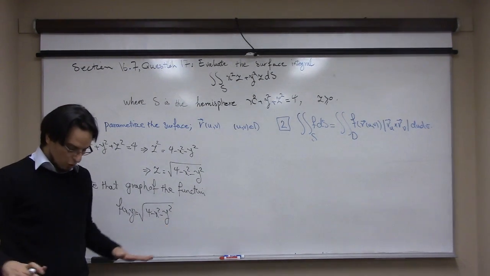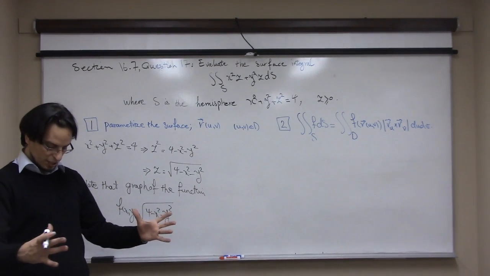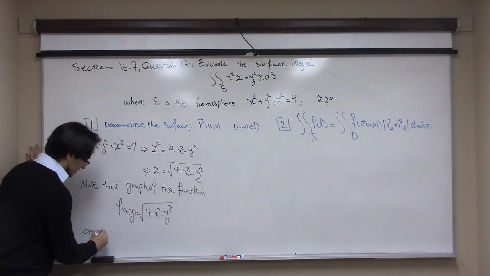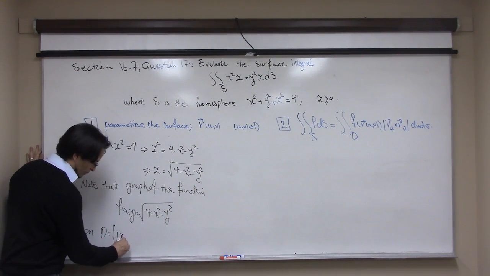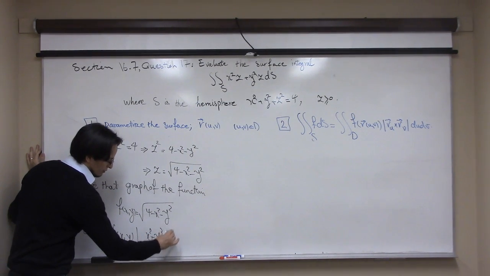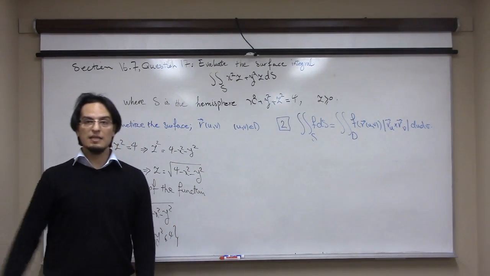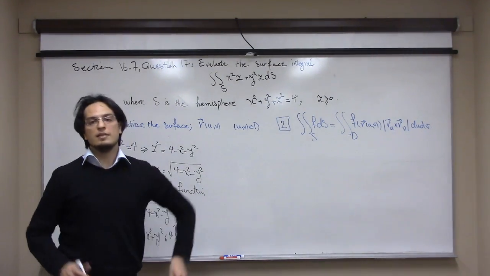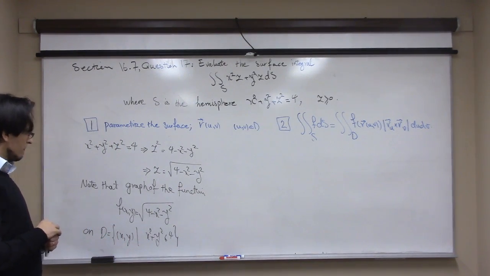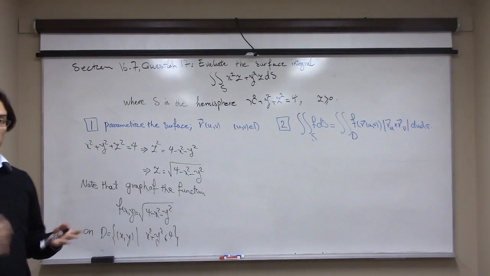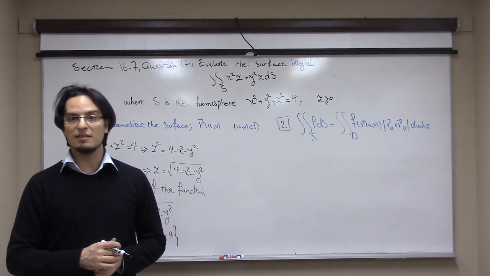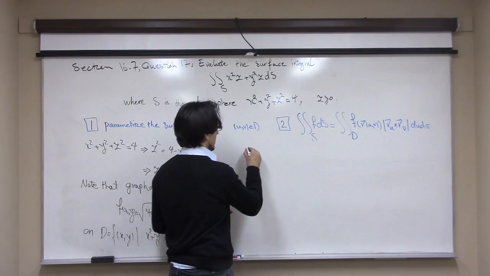If I want to get the whole hemisphere, I have to consider the image of this upper hemisphere on the xy plane, on the region D given by x and y such that x squared plus y squared is less than or equal to 4. It is a disk of radius 2 centered at the origin. So this is a very general thing. If you have a graph of a function, you have a nice parameterization for that.